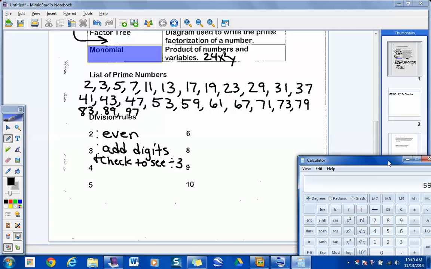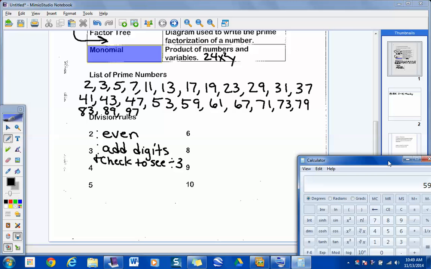Wait, I'm confused. Add up your digits. 1, 7, and 7 add up to 15, right? Not that. Because it said you have 2 and then you have even and then 3. The rule for dividing by 2 is if your number is an even number. 2 will go into any number that's even. Good? 3's rule says it will go into any number that if you add your digits up and that number is divisible by 3, then 3 goes in there.